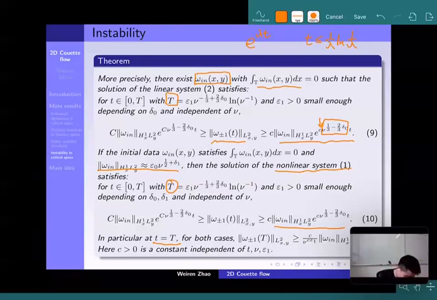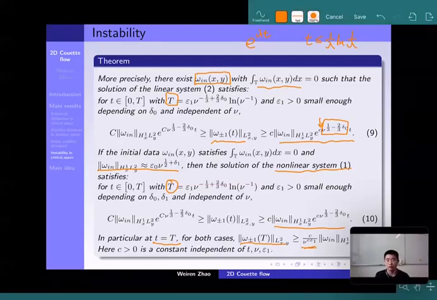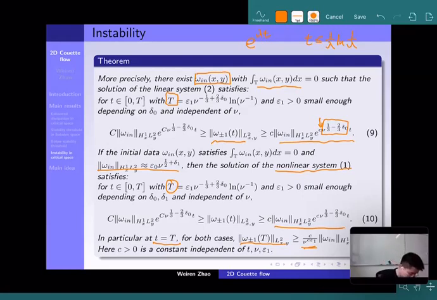you will find that the L2 norm of the perturbation is of this size, c to the nu to the c epsilon 1. So it means that when this nu is extremely small, it grows much larger than the initial data. Okay, so that's our instability result.